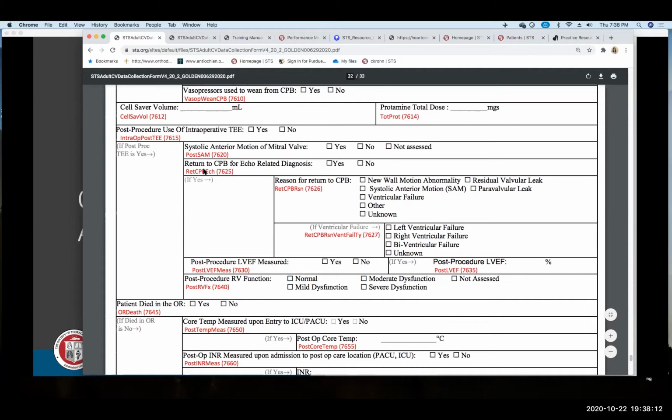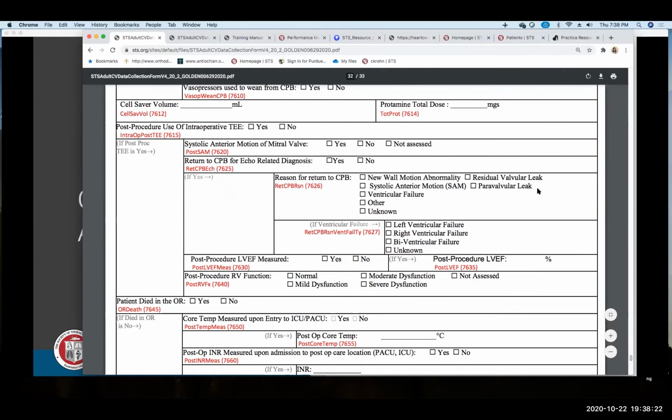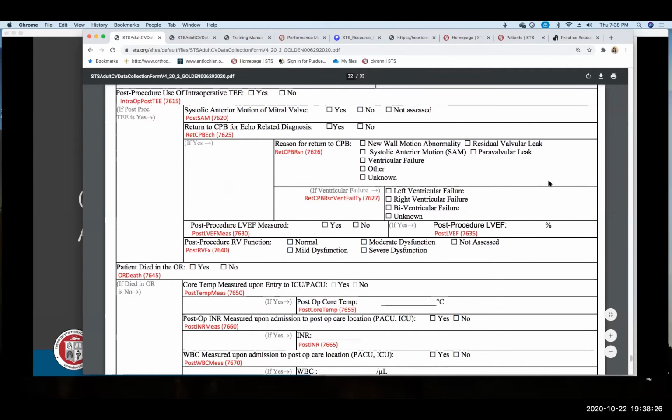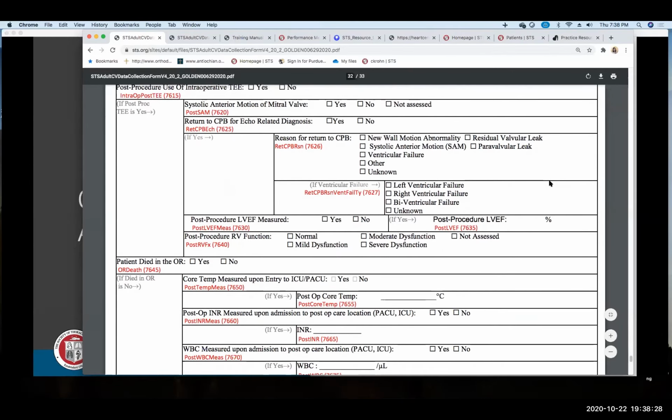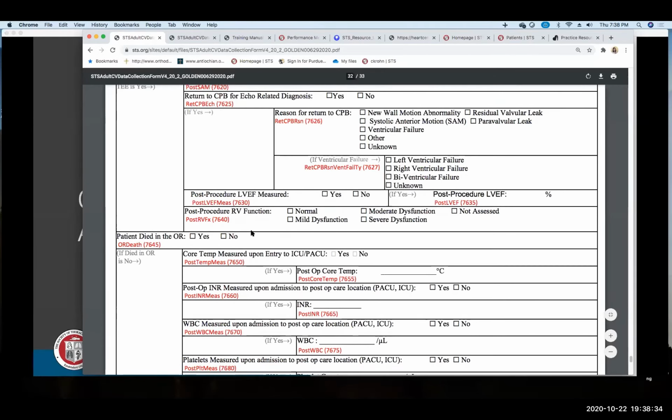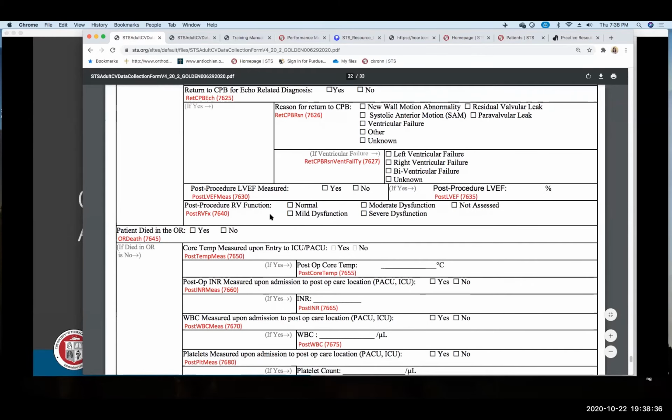Was that patient off of CPB? You did the TEE, and then we had to go back on bypass for any of these reasons listed here. And then if it was related to ventricular failure, which ventricle, left, right, or biventricular. And then post procedure EF and what that was, and then the RV function.